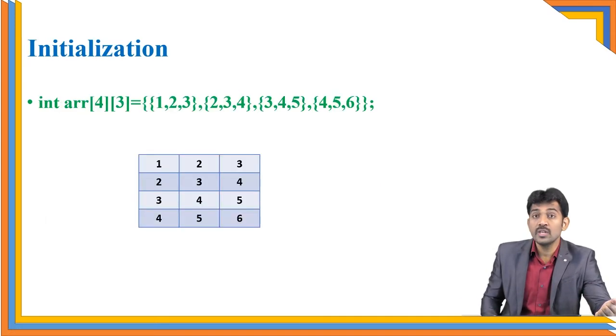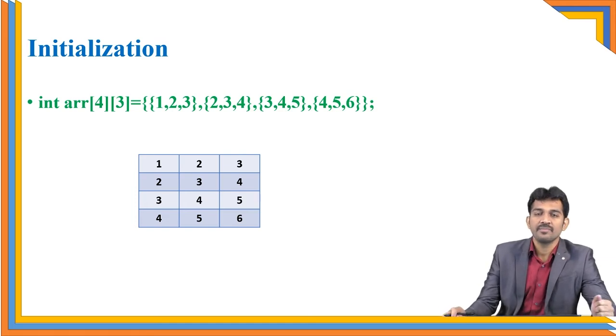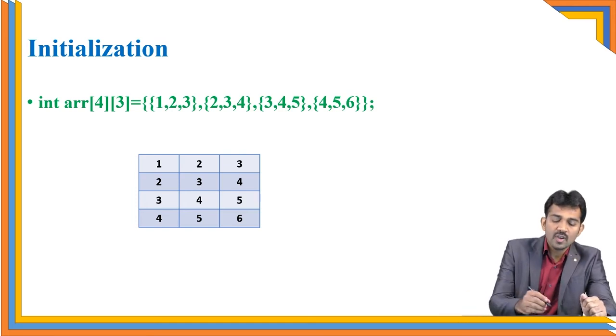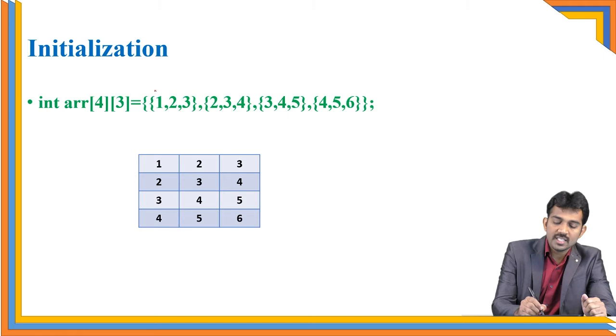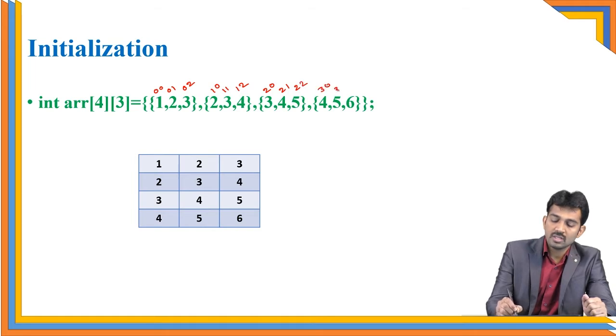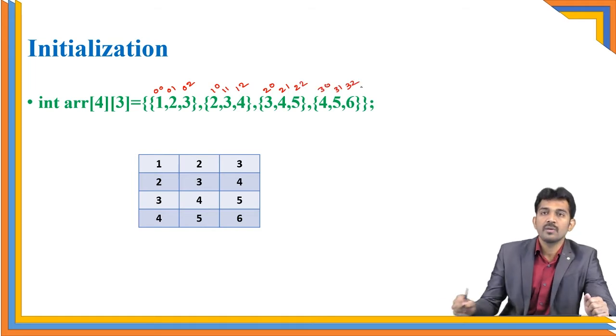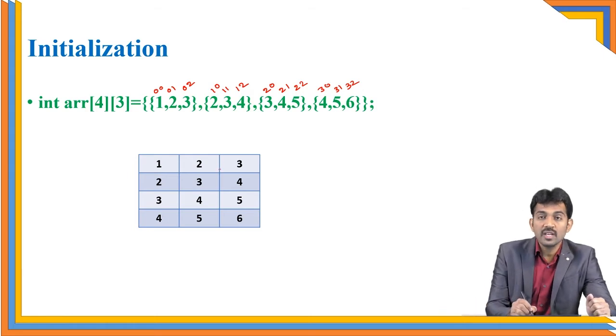Now we will see how to initialize the data in 2-dimensional arrays. Generally, for a single dimension you write it like this; in 2-dimensional arrays you write it like this. 1, 2, 3 are the 0, 0 index, 0, 1 index and 0, 2 index. Then 1, 0, 1, 1, 1, 2. Then 2, 0, 2, 1, 2, 2. And 3, 0, 3, 1, 3, 2. Is this clear? The data is stored in this format.